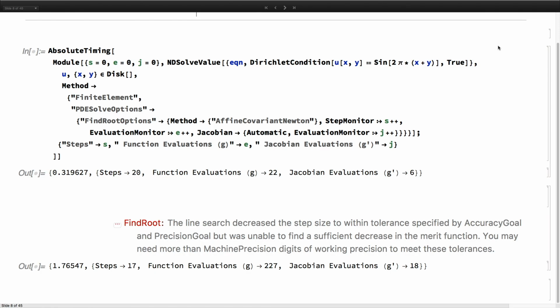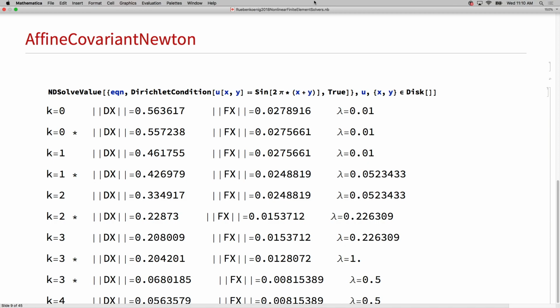So we see that the AffineCovariantNewton method uses 0.3 seconds, and the standard FindRoot method uses 1.7 seconds to compute that solution. So this new method is beneficial if you know that you have a Jacobian, or if the Jacobian is expensive to compute and to use. So that's a new way to compute nonlinear problems with FindRoot, and that's what's used inside NDSolve now as well. All right. So here's the same example, the FindMinimum example.